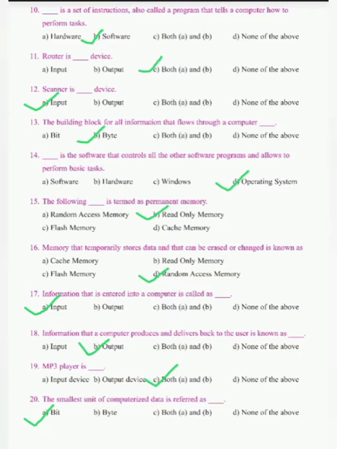The following dash is termed as permanent memory. A. Random access memory. B. Read-only memory. C. Flash memory. D. Cache memory. Answer: Read-only memory.